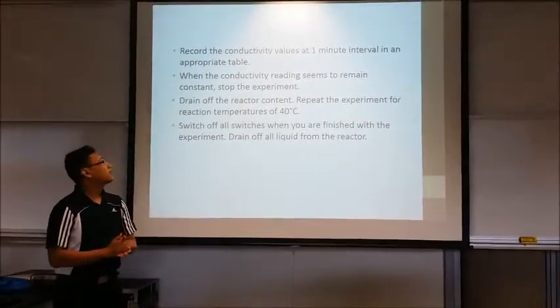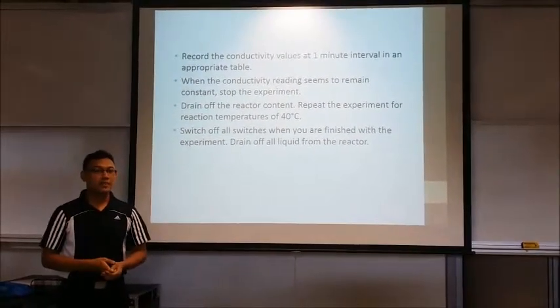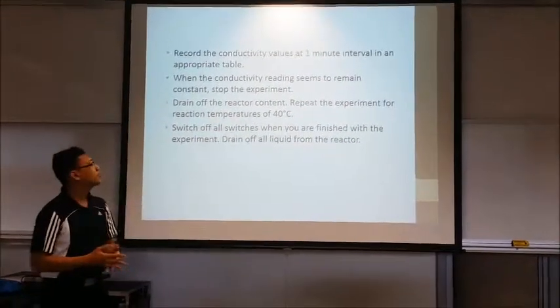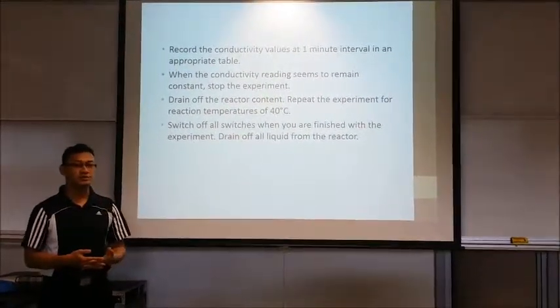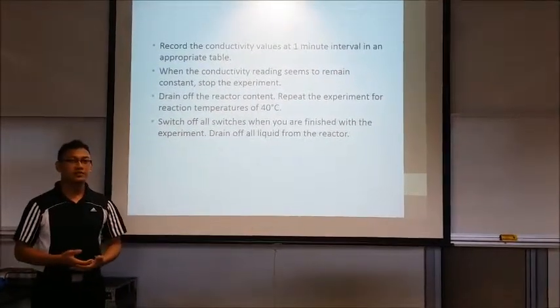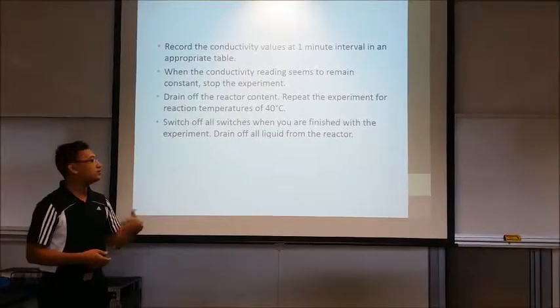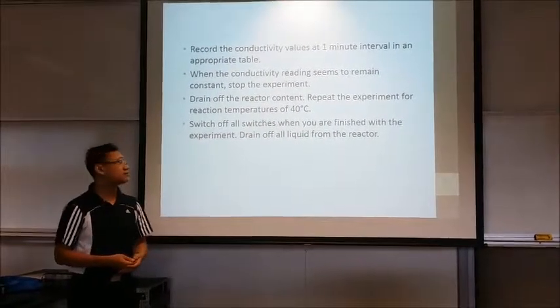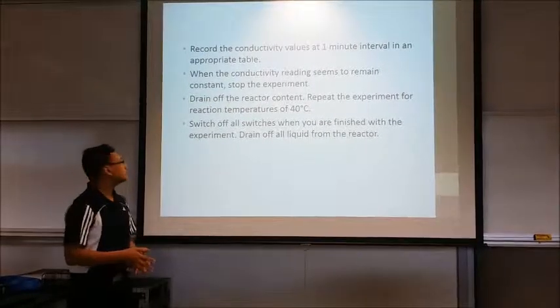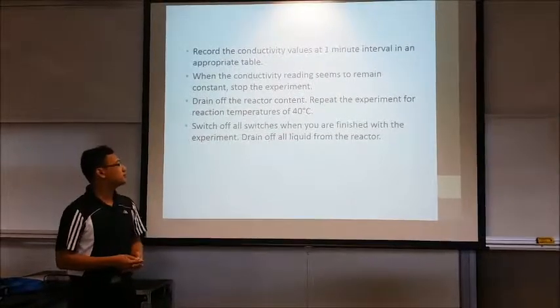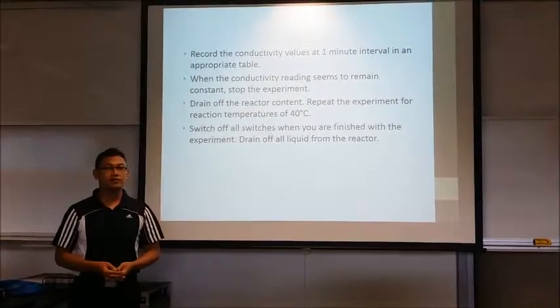After that, we record the conductivity readings at an interval of 1 minute. When the reading seems constant, we stop the experiment. Then we drain off the reactor content and do the experiment again, but we change the reaction temperature to 40 degrees Celsius. After all of that, we switch off all switches and drain off all liquid from the reactor.